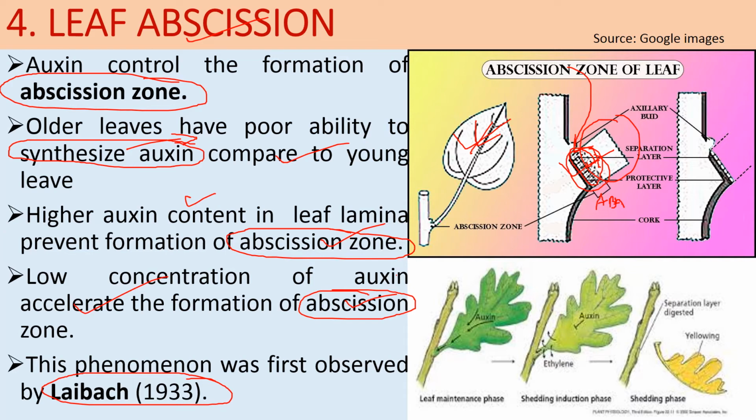If it is a young leaf, the auxin concentration is higher, so it moves towards the petiole and prevents the formation of this abscission zone. But when auxin synthesis is poor, as in mature leaves, there ethylene and ABA are produced in larger amounts and they are responsible for the formation of this abscission zone. Finally, after senescence this leaf undergoes abscission, meaning the leaf is shut off from the parent plant.